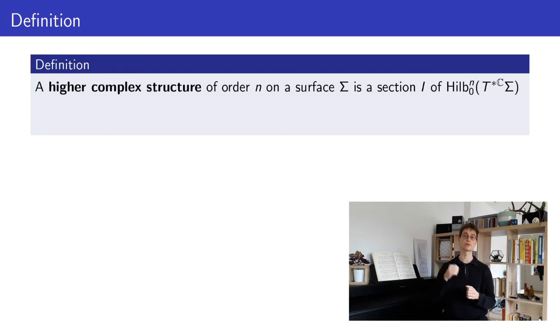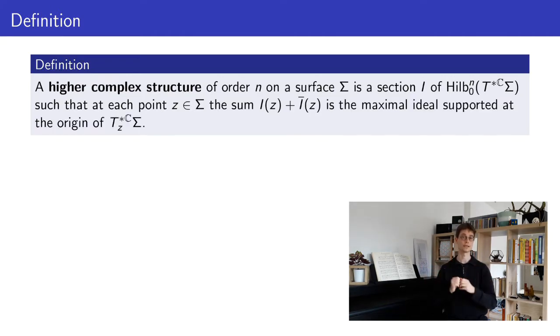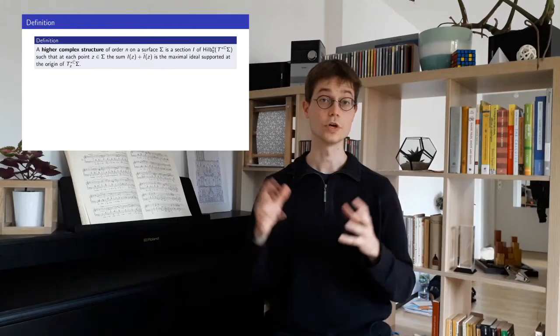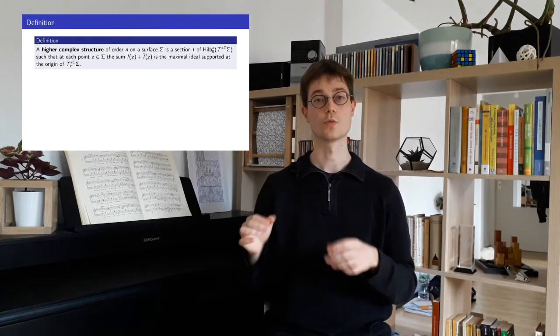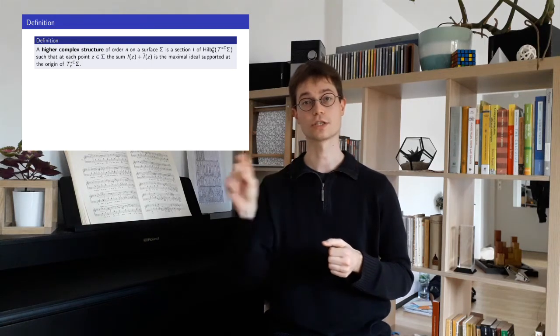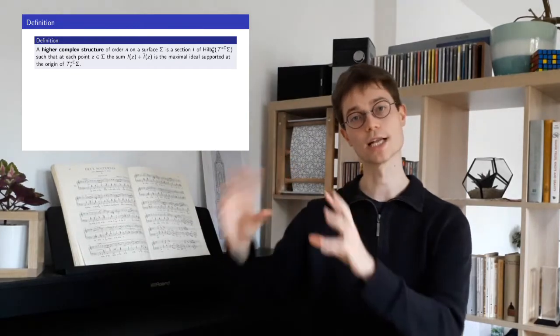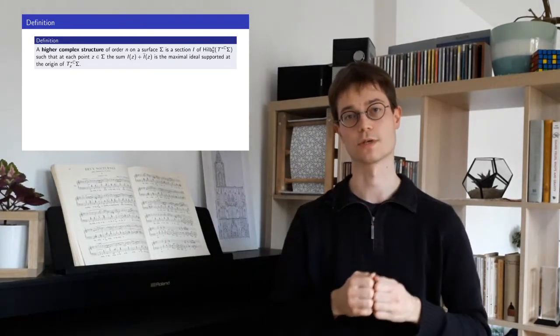And we have one extra condition. We need that for every point, the direct sum of the ideal plus its conjugate is the maximal ideal supported at the origin. Notice that for n equals 2, we get precisely the complex structure. And this extra condition, I plus I bar is this maximal ideal, becomes exactly the reality constraint in the setting of the complex structure. In order to write down explicitly the higher complex structure, let's fix some coordinate system.